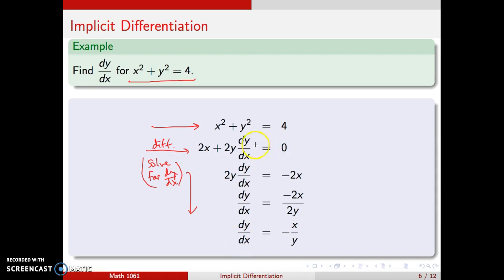So it's linear in terms of the y prime, or the dy/dx, if you like. So you take all the terms that don't have the dy/dx, slide them over, as we know we can do, and then factor and divide appropriately, and you get dy/dx equals something.